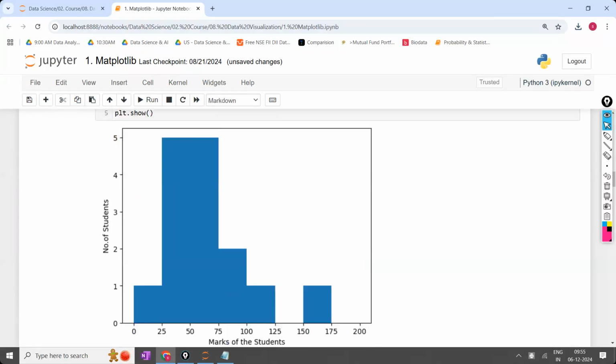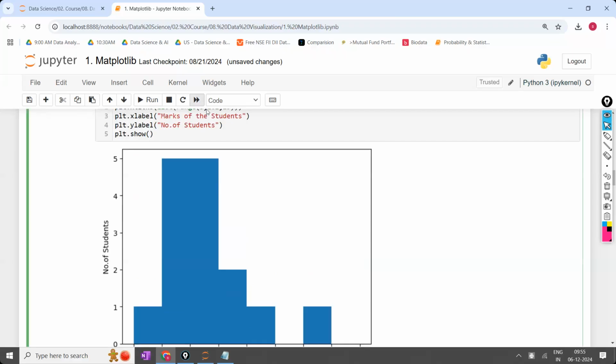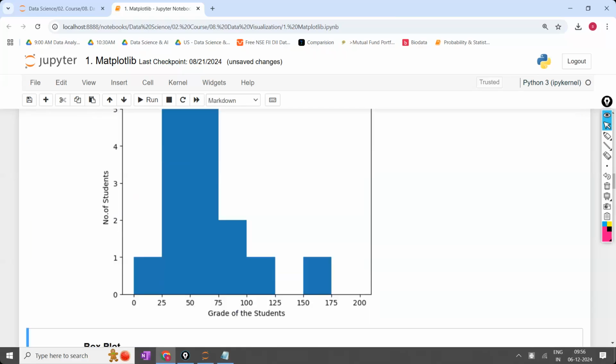Everyone is clear? So the X label, whatever X label you are writing, instead of marks, grade. Grade of the students. See here, grade. Whatever you are writing in the X label, the same thing it will add.